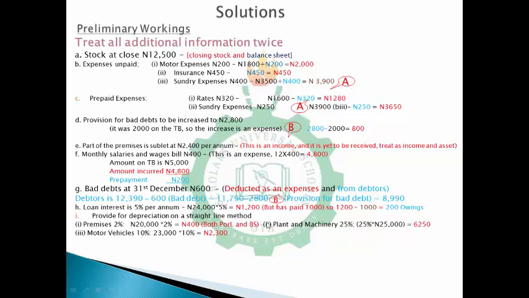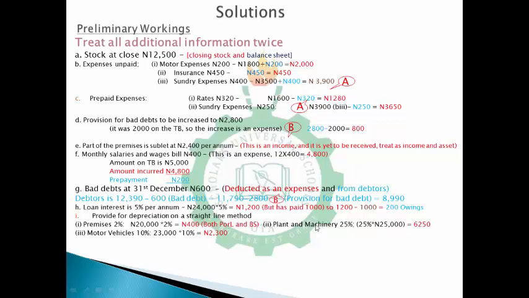The same thing we've done for premises will be done for plant and machinery. That is the percentage of 25,000 naira, which is 6,250. You take it out on your balance sheet, and you post 6,250 on your profit or loss. Now you have to take note of this plant and machinery.